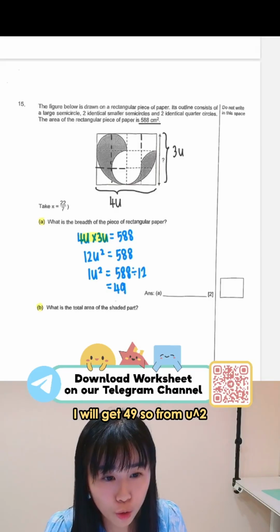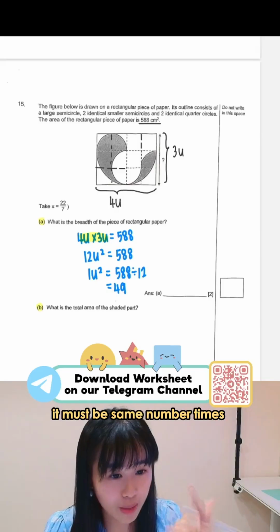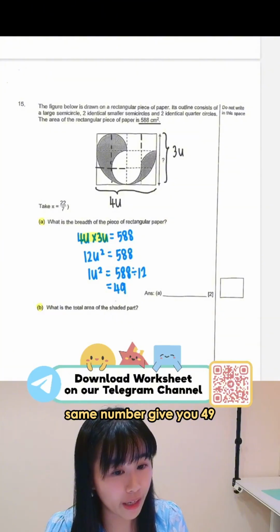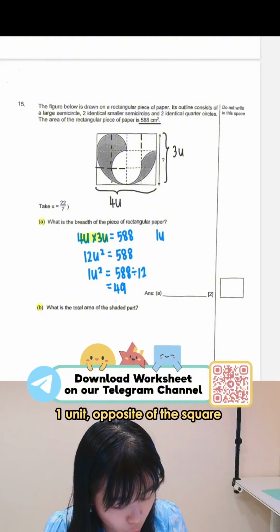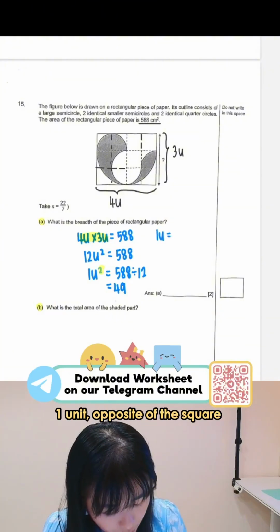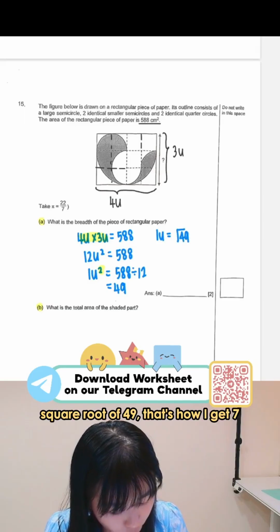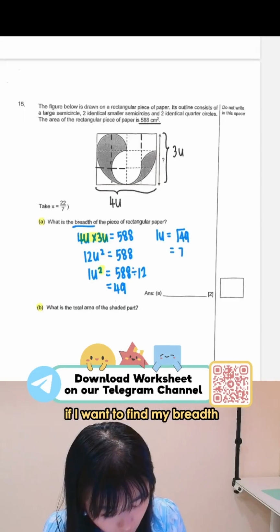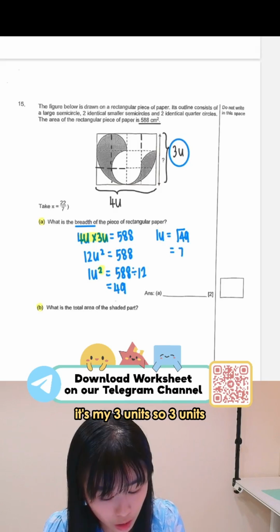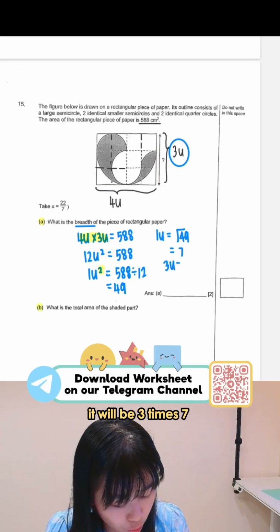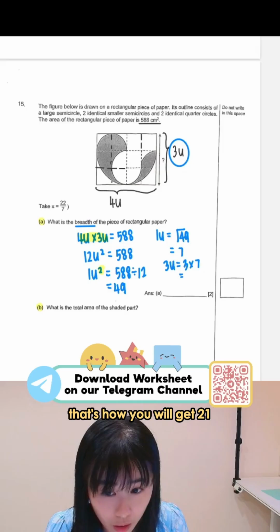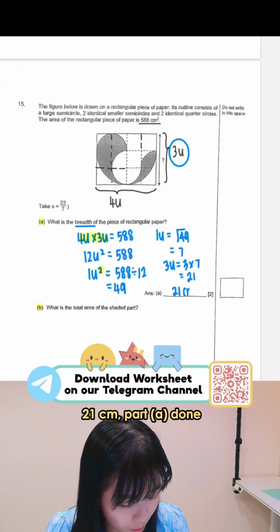So from u square, how do I get 1 unit? It must be the same number times the same number that gives you 49, right? So to get 1 unit, the opposite of the square, I will square root 49. That's how I get 7. If I want to find my breadth, it's my 3 units. So 3 units will be 3 times 7. That's how you get 21. 21 cm. Part A done.